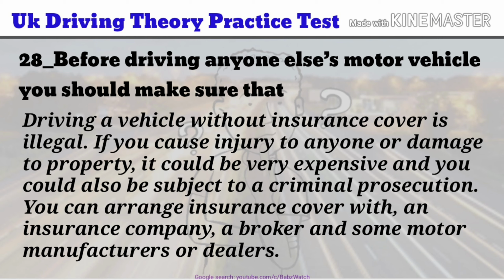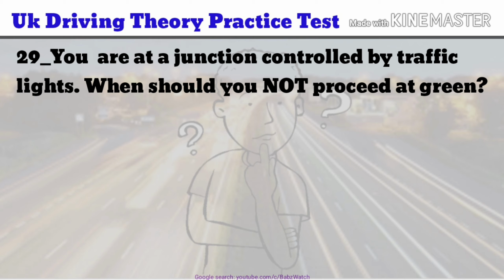UK driving theory practice test question 29 of 50. You are at a junction controlled by traffic lights. When should you not proceed at green? A. When pedestrians are waiting to cross. B. When your exit from the junction is blocked. C. When you think the lights may be about to change. D. When you intend to turn right.